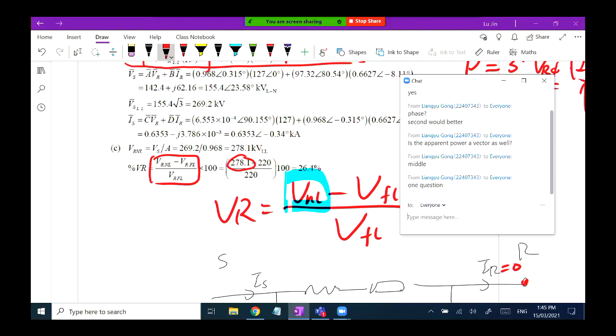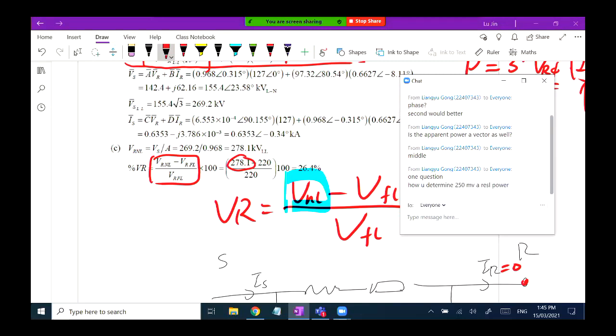So phase, second would be better. What do you mean? Okay, yeah, I know what you mean, Liang Yu. You can use the phase voltage, yes. Is the apparent power a vector as well? No, apparent power is a value. Okay, I think we have solved the question.